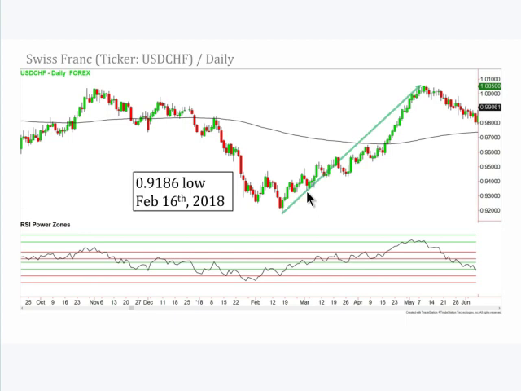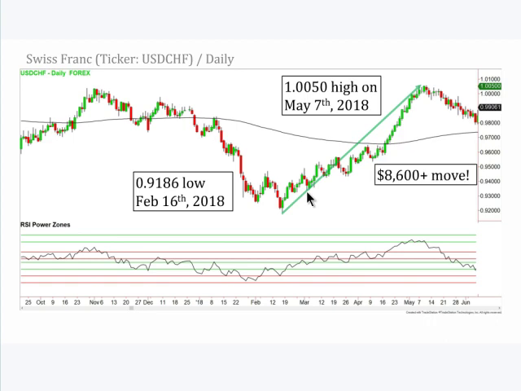A low 0.9186, a high 1.0050. When you do all the currency exchange rate fancy math, that was an $8,600 move off my one signal using RSI Power Zones and price. That's it.